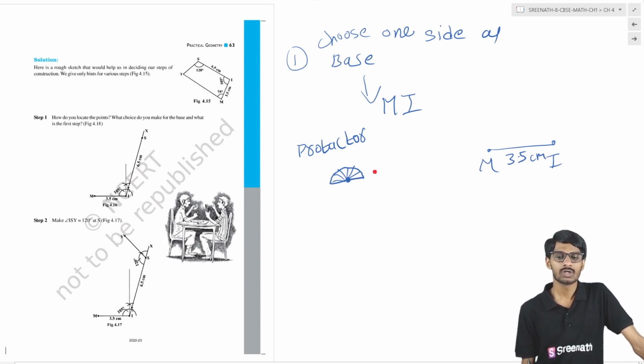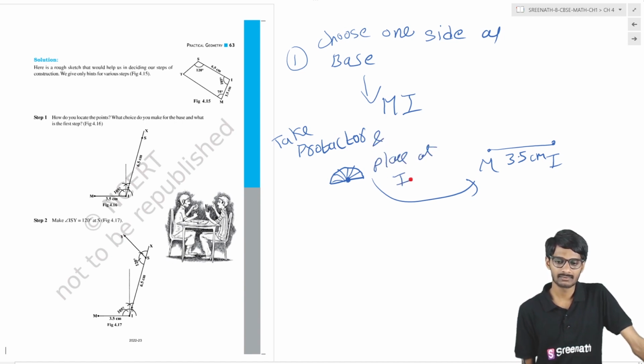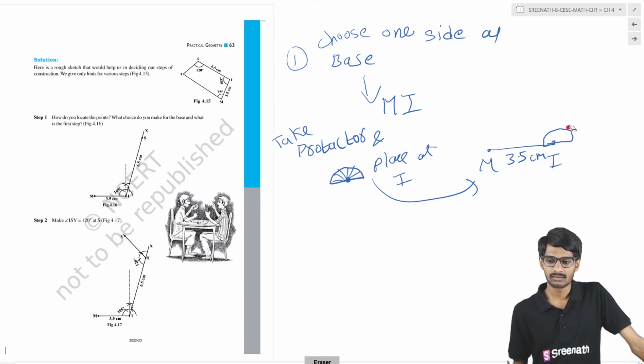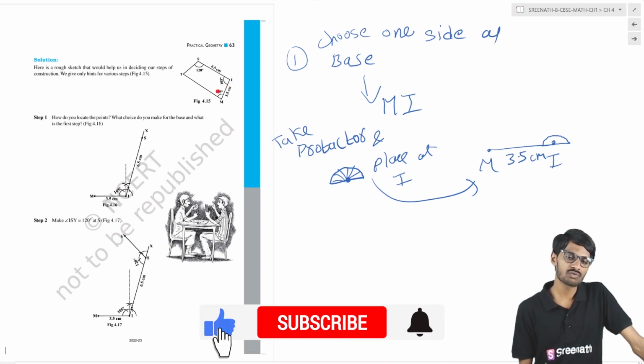And what you have to do, take this protractor and place it at I. So what is the second step, or in the case of the first step only, take the protractor and place it at I. Okay, you have to place this protractor at this point. You have to place the protractor at I. And what is the angle at I? Basically the angle is 105 degrees.